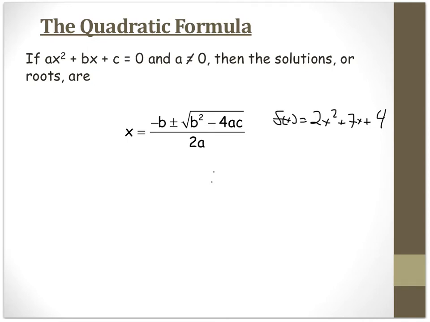Okay, so in this video we're going to talk about the quadratic formula. The quadratic formula is listed here. So we have negative b plus or minus the square root of b squared minus 4ac over 2a.